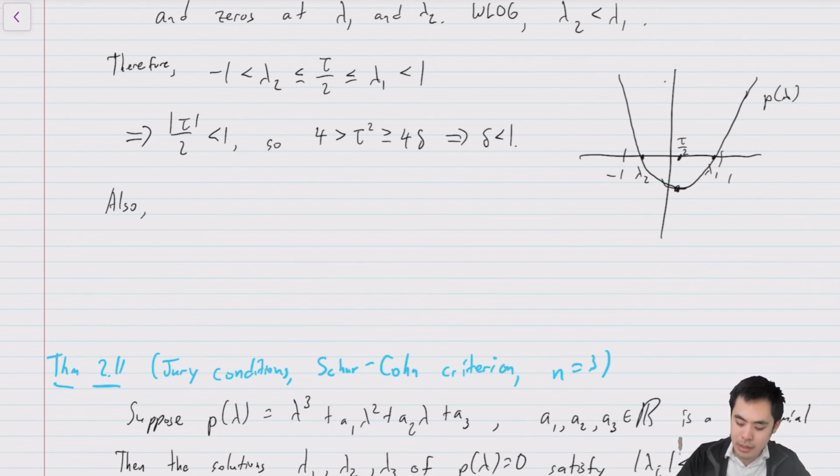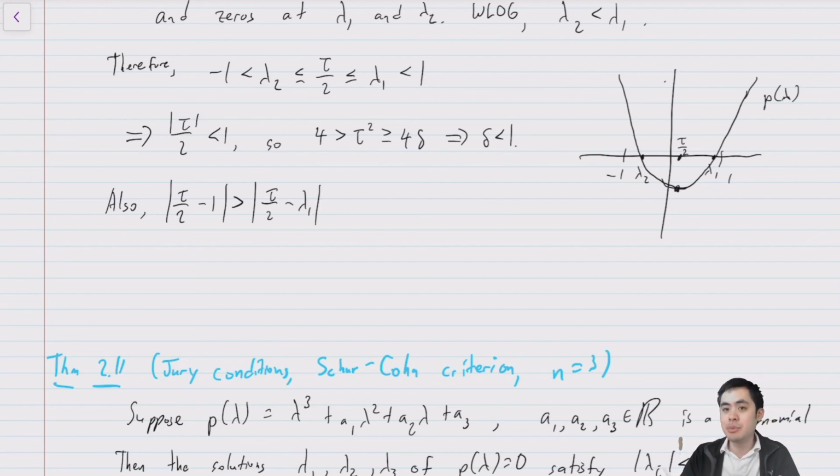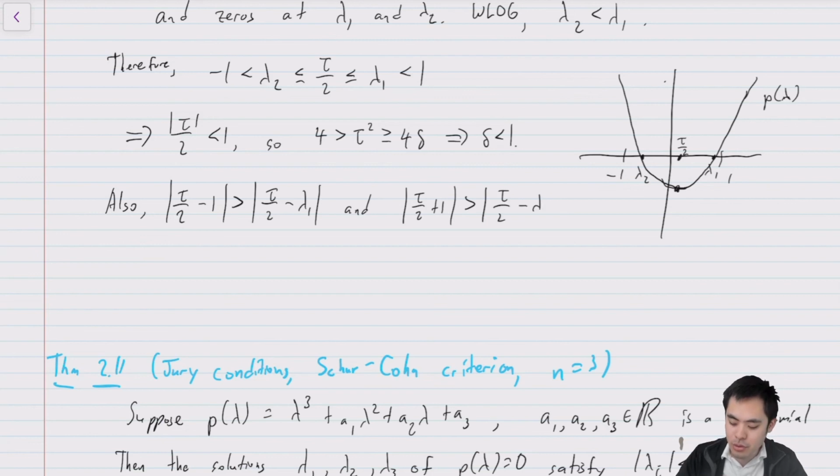Also, we know that 1 minus tau over 2 is greater than tau over 2 minus lambda 1. How do we see that? Well, this is just the distance between tau over 2 and 1 versus the distance between tau over 2 and lambda 1. And so clearly, this distance is smaller than that distance. And of course, we also have the other one, which is that tau over 2 plus 1, the distance from minus 1, is greater than the distance from tau over 2 to lambda 2.